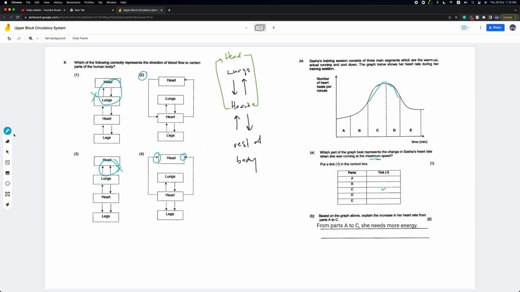Okay, so there is a difference from before, from a slower heart rate to a higher heart rate. So we say there's an increase in heart rate. So since there's an increase in heart rate, we need to do a comparison. That's why we use the word more energy. Okay, so this is the increase in heart rate. So what do we write next?